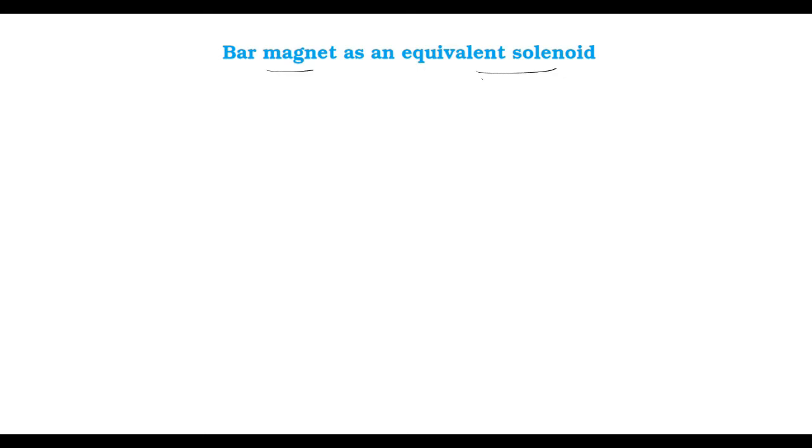So we may be more familiar with a bar magnet than a solenoid. So we draw a comparison between a solenoid and a bar magnet. So first we should know what is a solenoid. What is a solenoid? We can define it in a simple way.